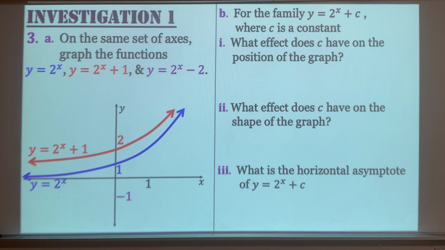All right, now we have the original 2 to the x, and what you're going to do now is 2 to the x minus 2. Well, that one goes through negative 1. So you should be like, interesting. There should be some type of pattern going on here. Can you figure out the pattern?